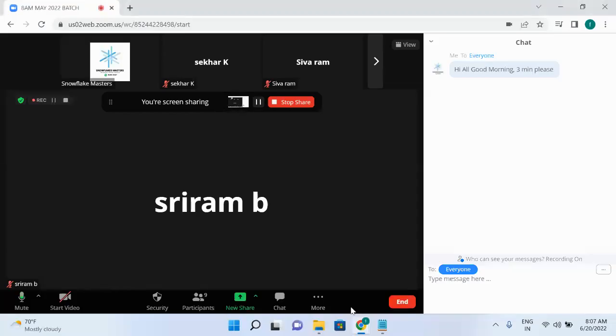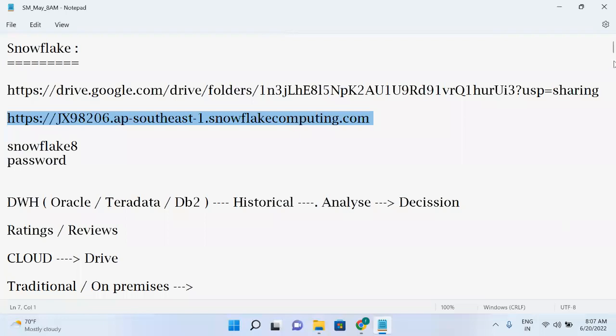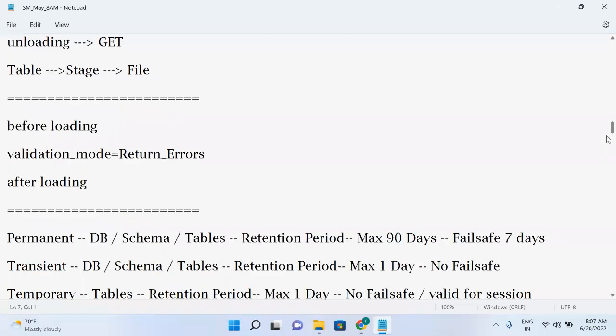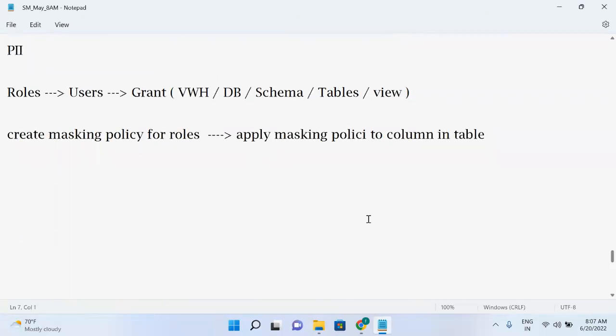Let's start the session. In the previous session, we discussed how to implement creating policies and then how to implement that. Now, in this session, we will see the pricing concept.